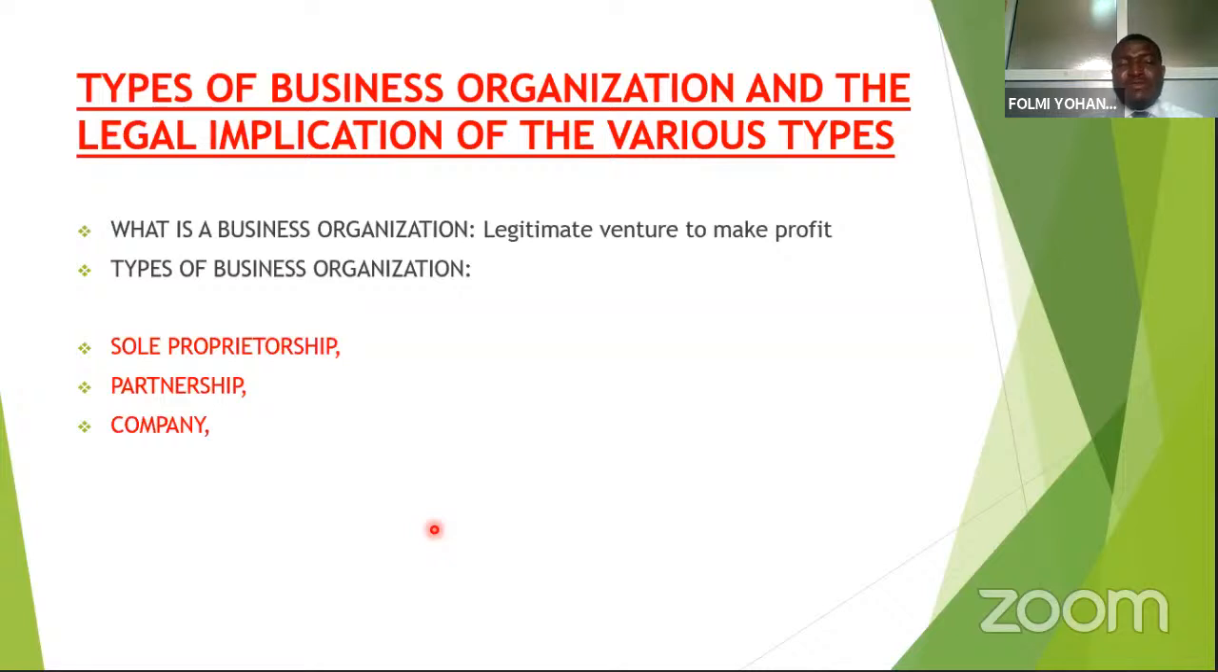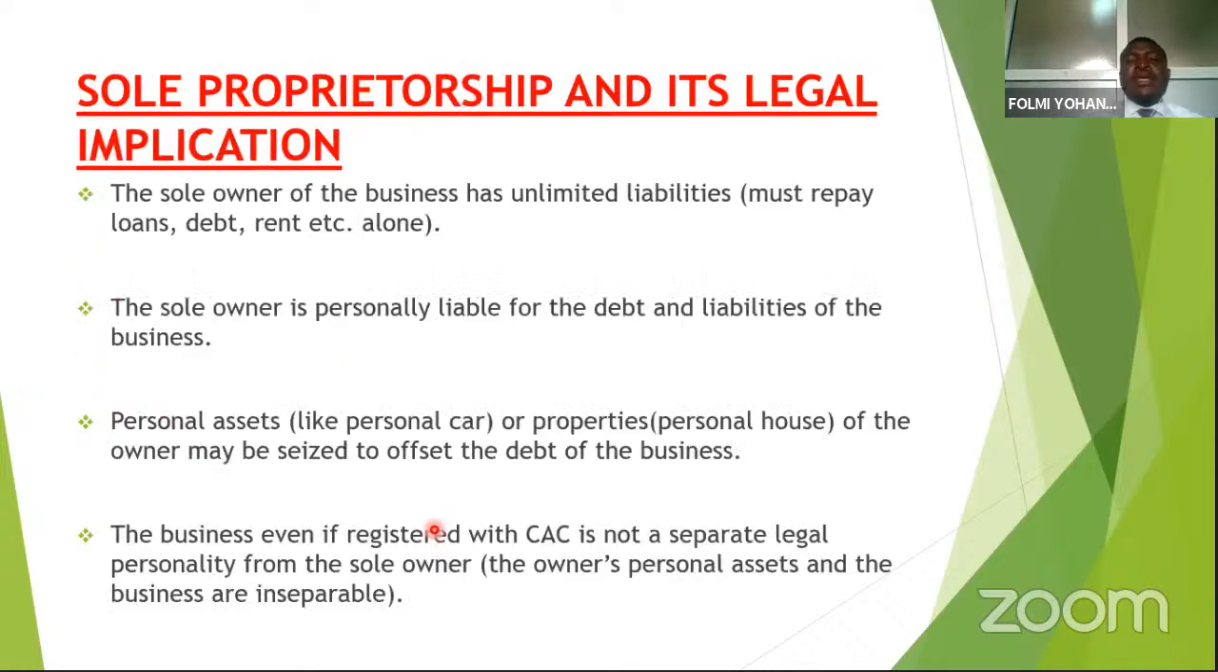What are the types of business organization? As you can see on the slide, we have sole proprietorship, partnership, and company. So we look at sole proprietorship and its implication. When you say you are a sole proprietor, as the name implies, sole, one person running his business, taking the decision alone, enjoying the profits alone. If he dies, the business dies with him.